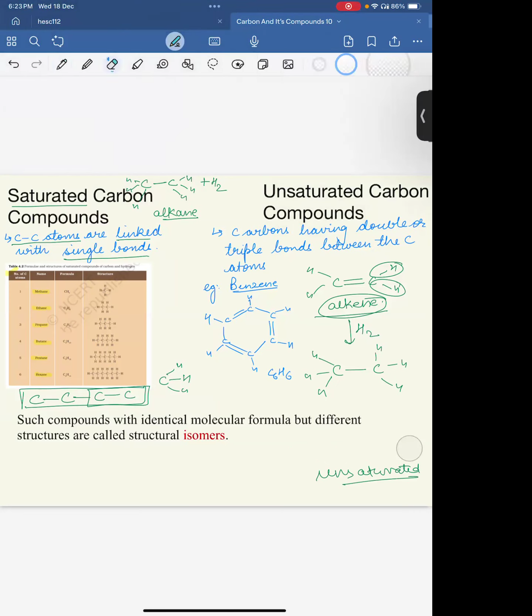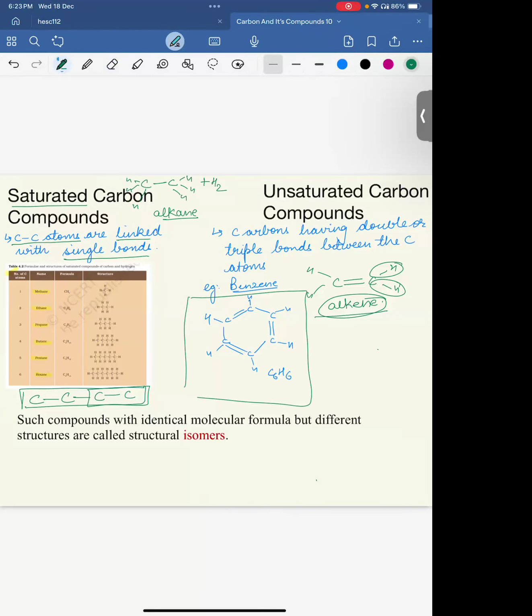Is this clear? The difference between saturated and unsaturated carbon compounds. Yes, ma'am. Is benzene an example of a saturated or unsaturated carbon compound? This is benzene. Can you see double bonds or only single bonds? Unsaturated. Yes, ma'am, benzene is an example of unsaturated.